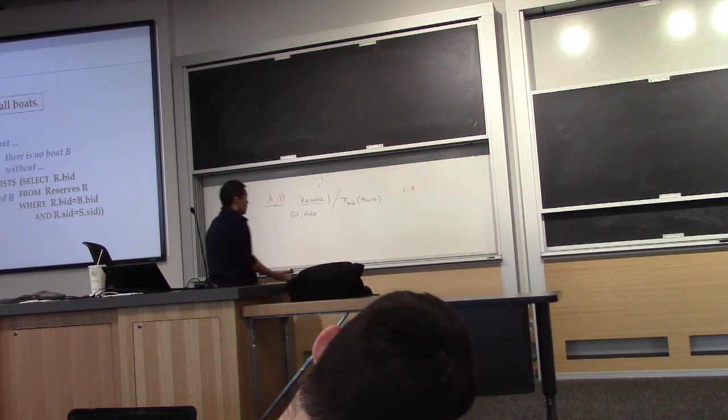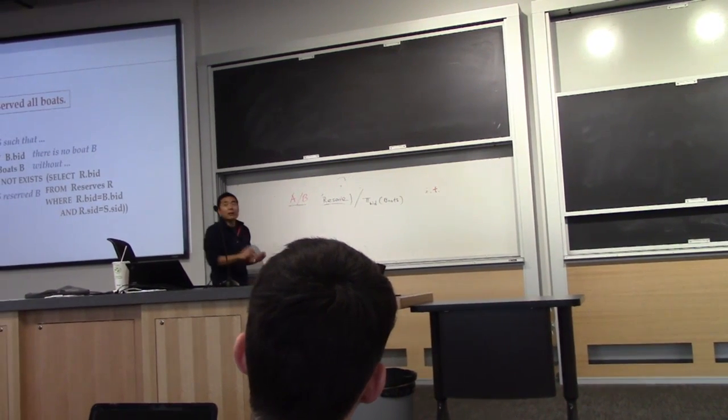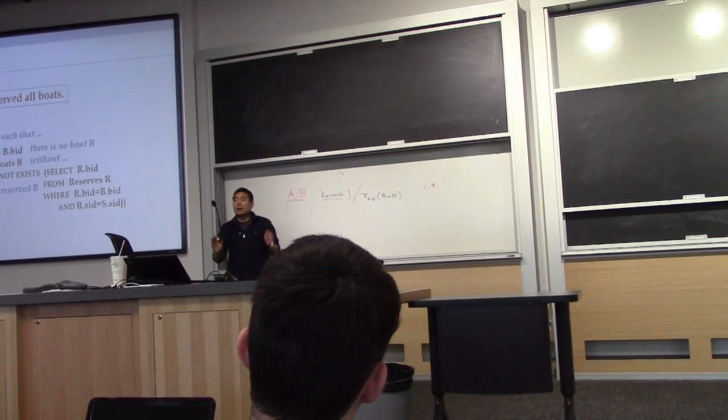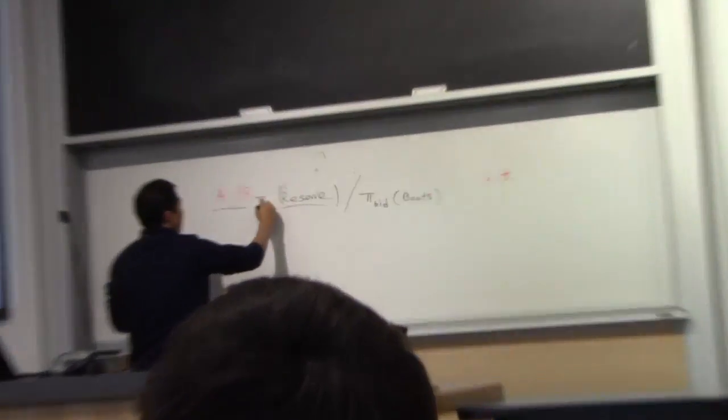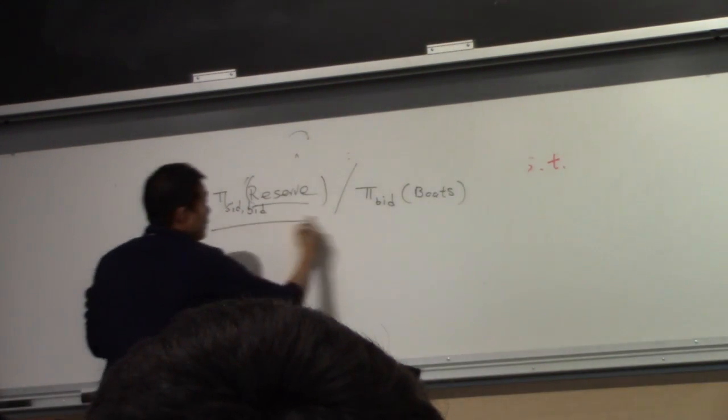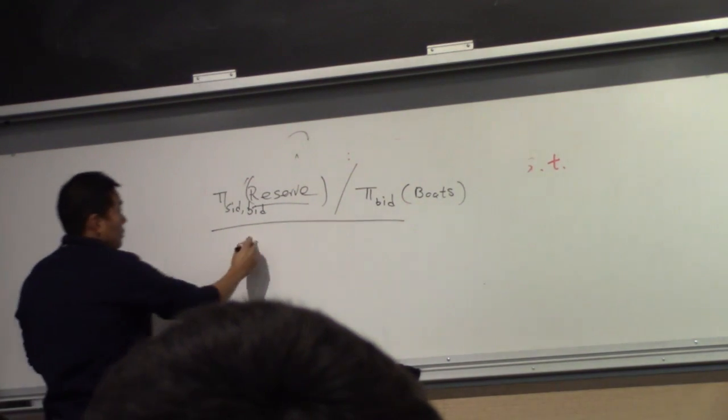So you find all the boat IDs from the boats table, right? Then you use reserve, divide by this, but remember, reserve has sailor ID, boat ID, and date. If you were just to do division like this, what you find is sailor IDs who reserve all the boats on the same date. Right? Does that make sense? So you cannot just do this. You have to project out the sailor ID and boat ID, so that which date you have reserved a particular boat is not relevant.